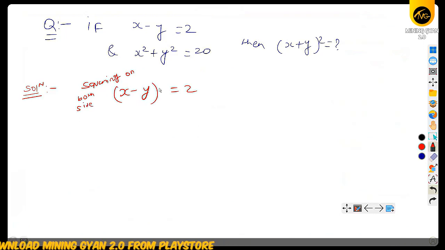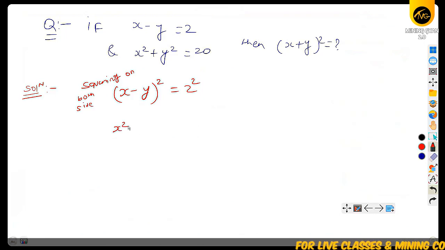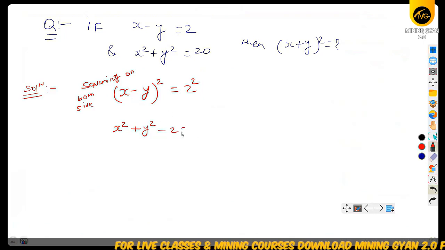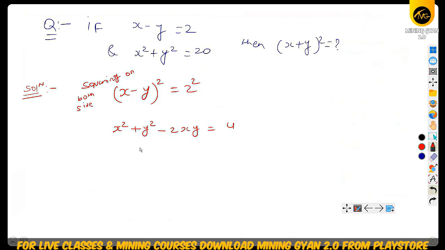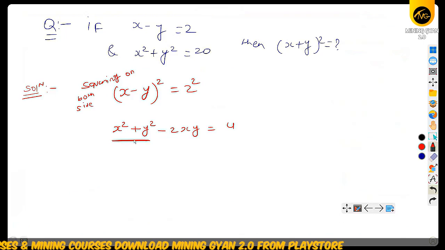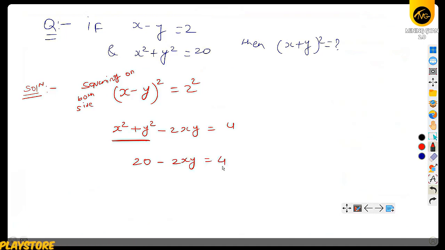So it will be x minus y whole square and 2 square, right? So x minus y square, that is a minus b square, so x square plus y square minus 2ab, that means x into y, is equal to 2 square, 4. Now we already have the value of x square plus y square equal to 20. That means we can replace x square plus y square with 20. So 20 minus 2xy is equal to 4, right?